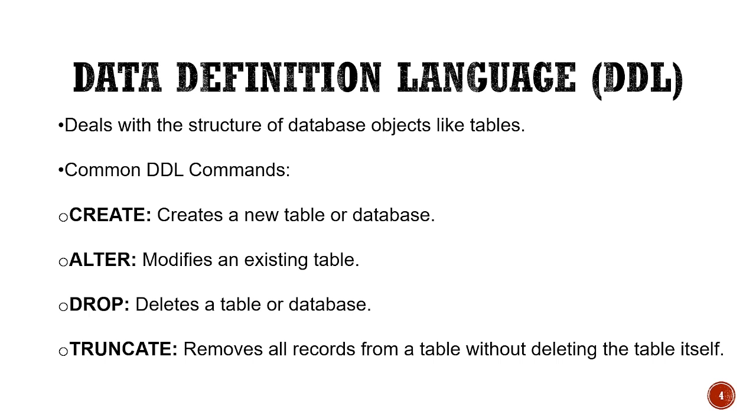Our third command is drop, which we generally use to delete the whole table with its schema. Our next command is truncate. Truncate is similar to what we discussed about drop, but here the schema remains the same. We are not going to delete the schema, we are going to delete only the records.